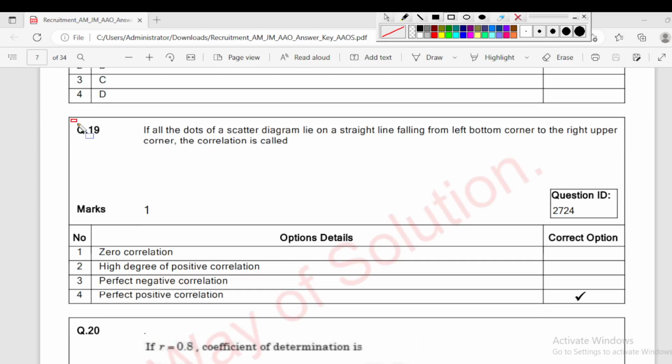Question number 19. If all the dots of a scatter diagram lie on a straight line heading from the left bottom corner to the right upper corner, then the correlation is called: option 1 zero correlation, option 2 high degree of positive correlation, option 3 perfect negative correlation, and option 4 perfect positive correlation. Option 4 is correct. Perfect positive correlation.